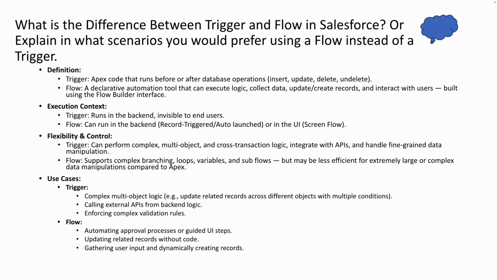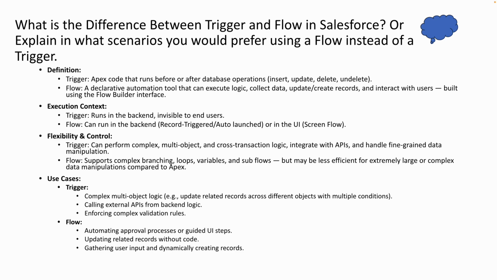And in terms of flexibility and control, a trigger can perform complex jobs that I already explained, multi-object and cross-transaction logic, integrate with the APIs, fine-grained data manipulation, and all sorts of things that you can do. So basically, there is no limit to what you can do in a trigger, or in the code, I would say, but in the flow, it has some limitation.